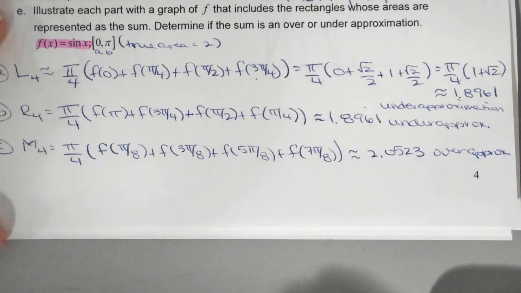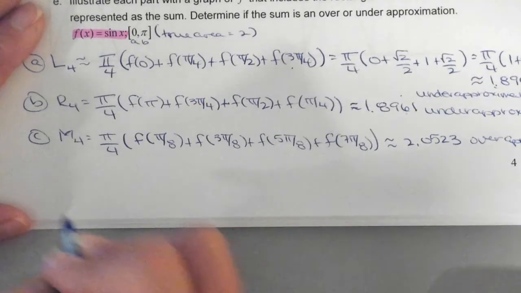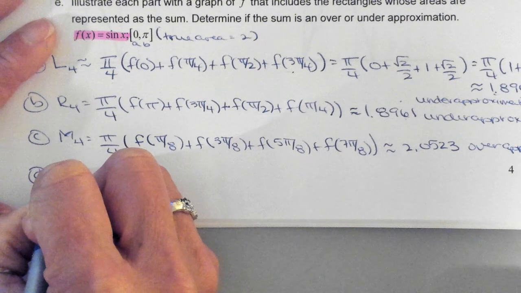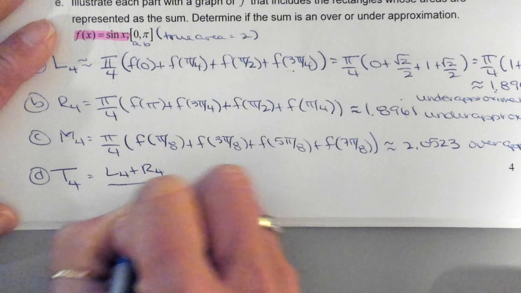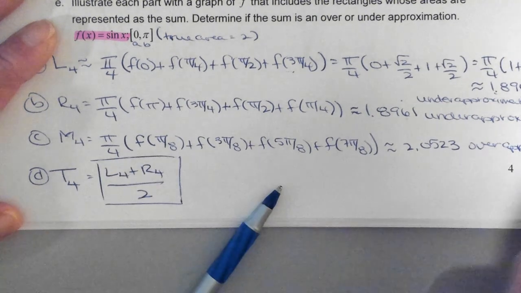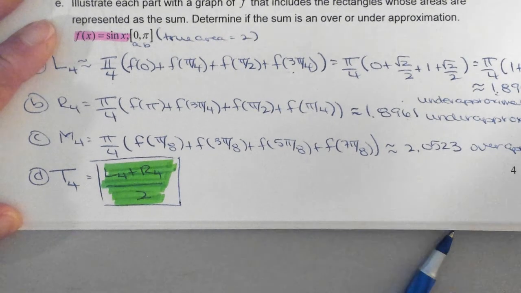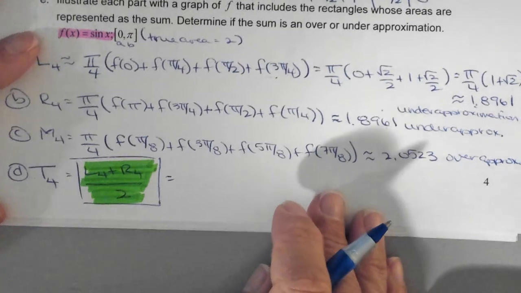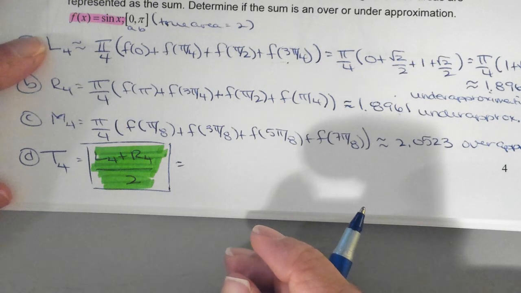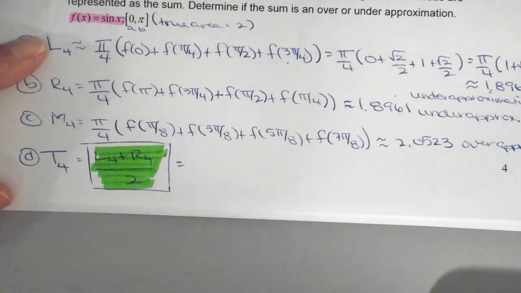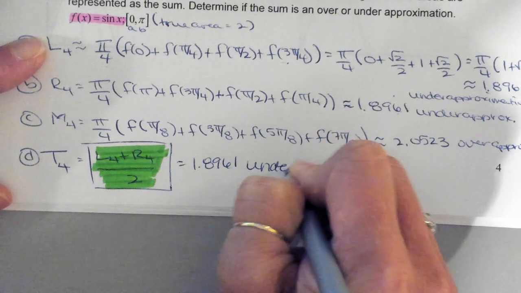All right, the last one, trapezoidal. The easiest one, but you have to have calculated L and R. So, I did not give this to you yet, but to find the trapezoidal, which in this case is T sub 4, we're going to take our left plus our right and divide it by 2. Well, in this case, because our left and our right are the same, and we're dividing it by 2, what is the approximation for trapezoidal? Yeah, it's 1.8961. And again, remember, it doesn't always happen. It depends on the function.